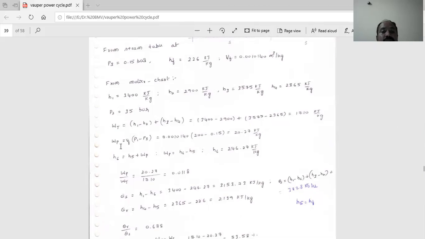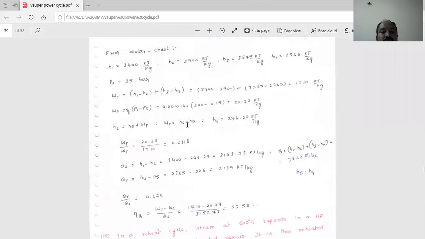Then pump work is equal to vf into P1 minus P3. vf is 0.0010140 into P1 minus P3, that is 200 minus 0.15. It becomes 20.27 kilojoules per kg. Then WP is equal to H6 minus H5. H6 is equal to 246.27 kilojoules per kg. The ratio of WP divided by WT becomes 0.0118.